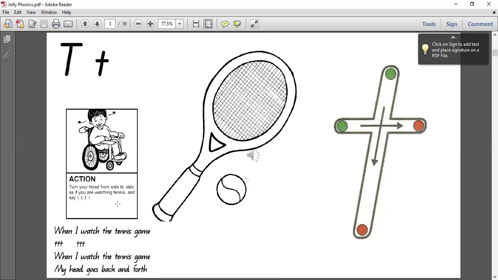Similarly, for example, for letter T, turn your head from one side to another side as if you are watching tennis. I hope you have watched a tennis game in which one time you have to move to the right, then one left, and it goes on respectively. And say the sound that is T. Letter T is T. And the rhyme is like, when I watch the tennis game, ta ta ta, ta ta ta. When I watch the tennis game, my head go back and forth.